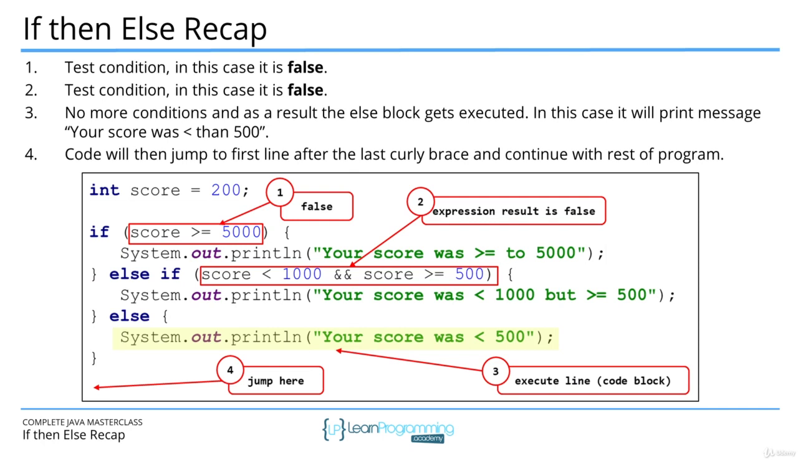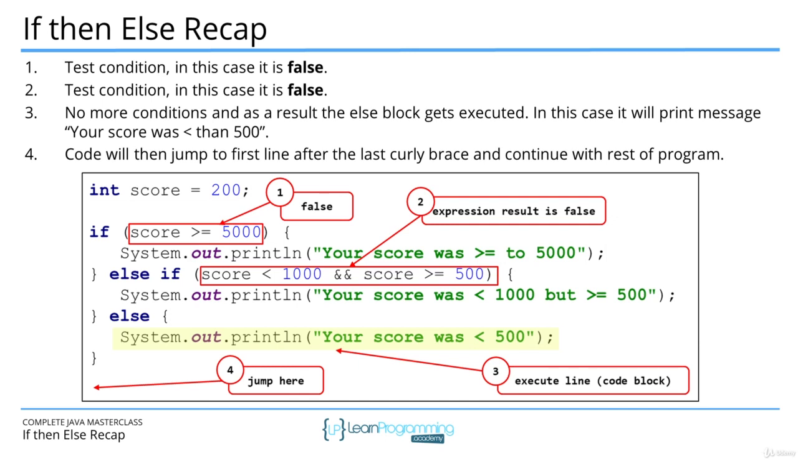Alright, so in this last slide, the first test there, we're going to get a false, and that's because the score has been defined on the first line as score equal 200, and we're evaluating with the expression score greater than or equal to 5,000. So consequently, the code then goes to the second line, the else if, because it was false, and we're evaluating a test here for score being less than 1,000 and score being greater than or equal to 500. And in that scenario, that expression is now false because score isn't greater than or equal to 500.